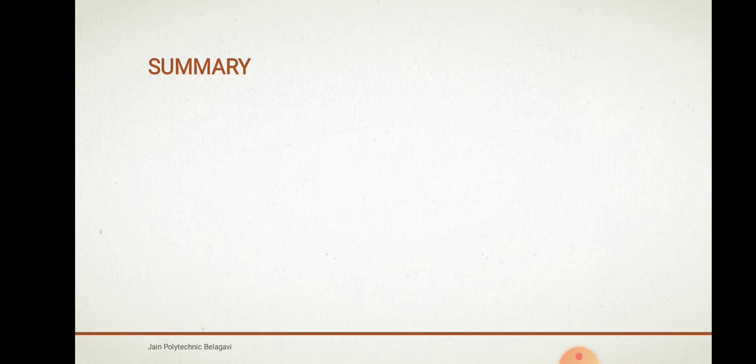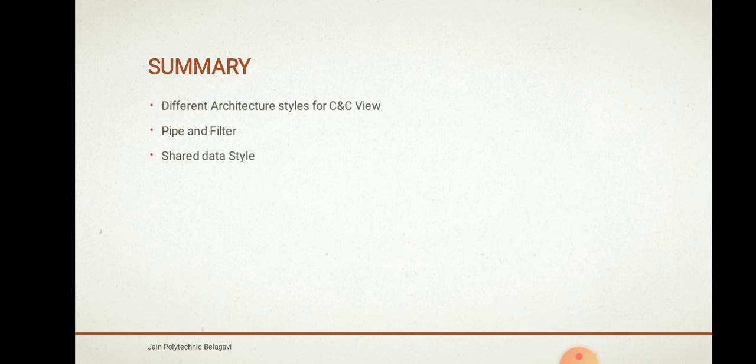So in this video we have discussed different architecture styles for the C&C view, component connector view: pipes and filters, shared data style, and client server style.